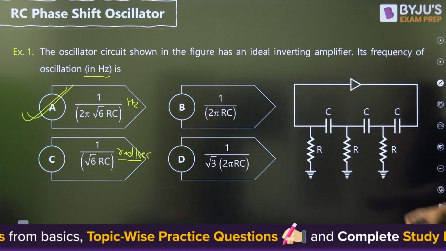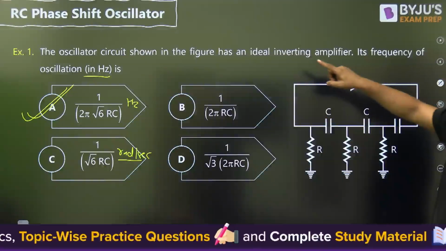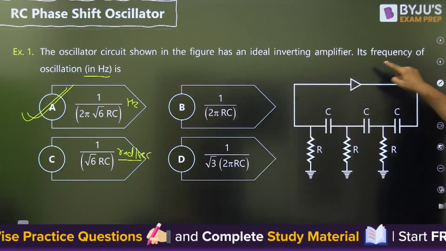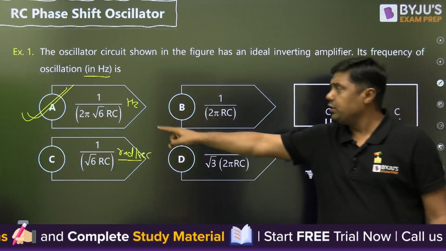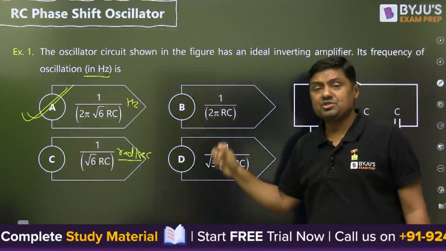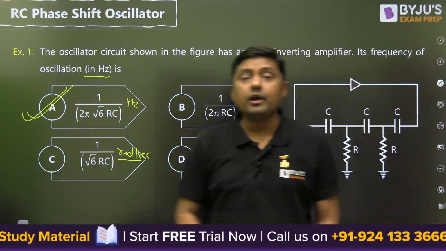Then that is the question, guys. For oscillator circuit shown in the figure, as an ideal inverting op-amp, its frequency of oscillation is 1 by 2 pi root 6 RC.